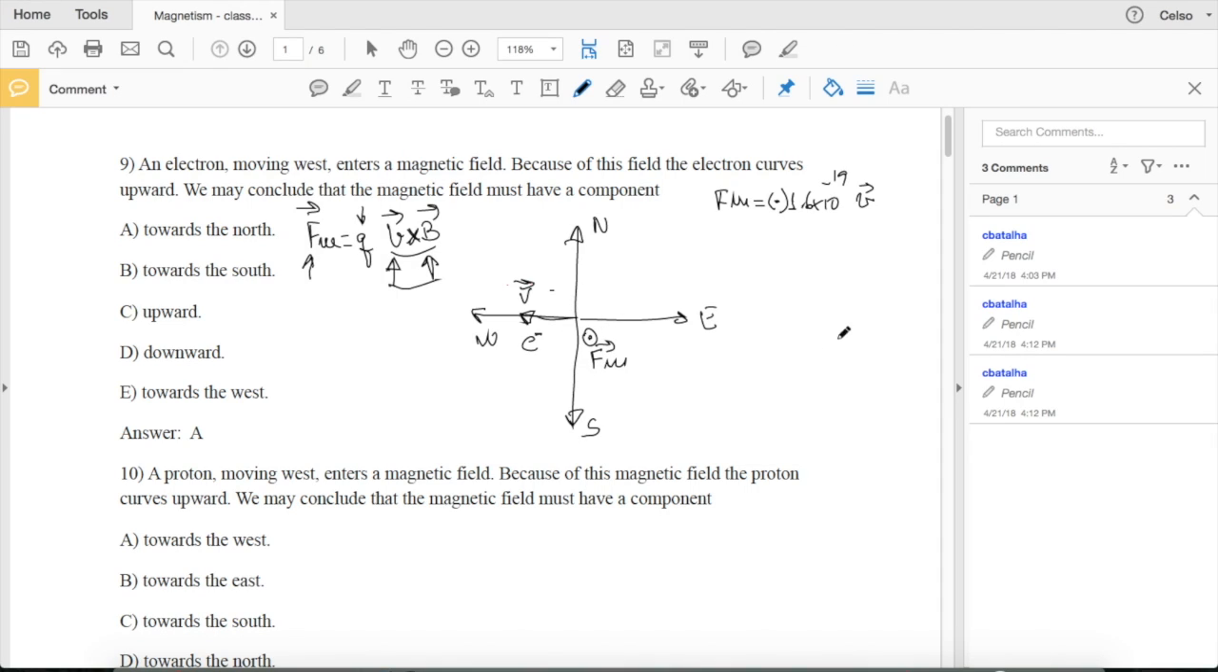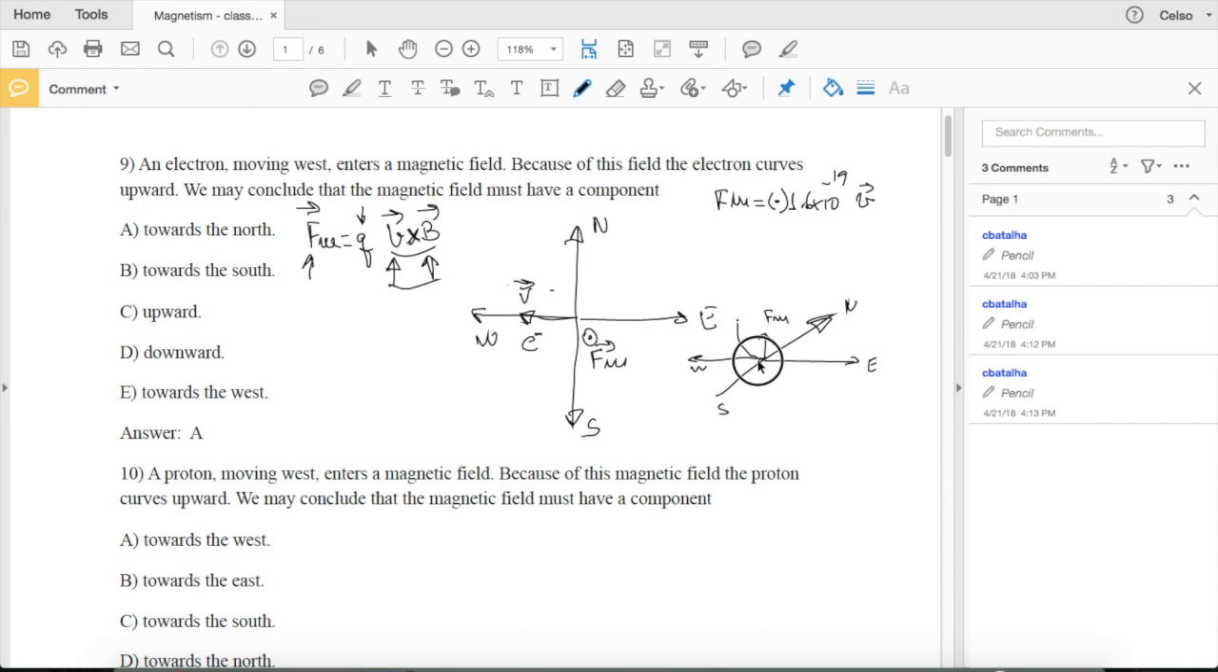Let me do this drawing in a different orientation. Let's say this is north, this is south, and this is east and west over there. So the electron goes like this. Imagine this is parallel to the floor and the electron curves upward because at that moment there is a magnetic force sticking up, perpendicular to it, that lifts the electron up at that point.